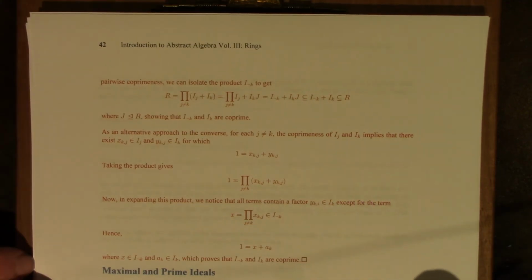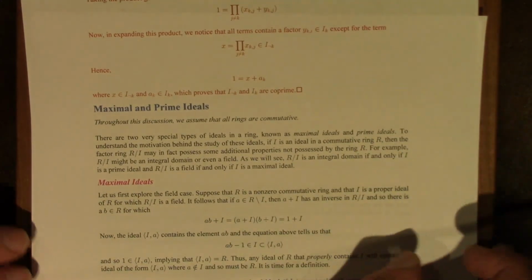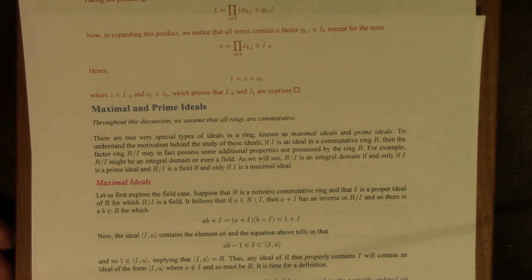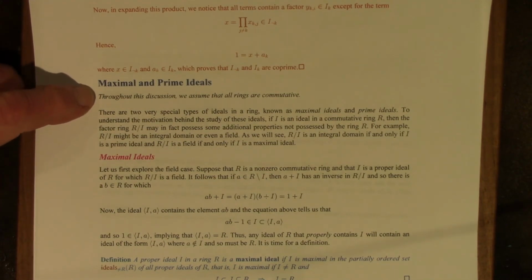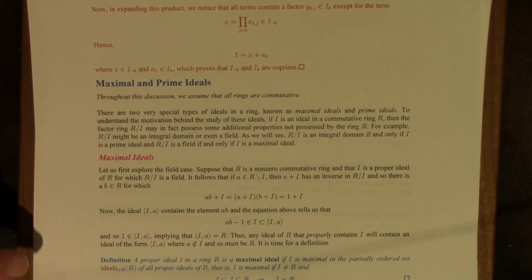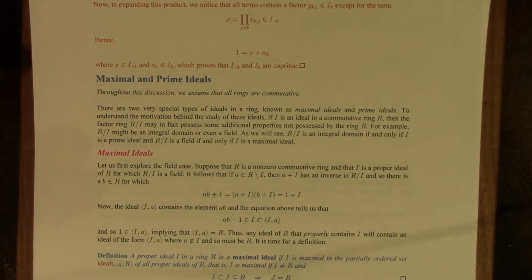Now let's talk about maximal and prime ideals. And I'm going to assume all rings are commutative. I'll try to say commutative ring whenever I mention the word ring, but if I forget, I'm covered by this statement here. In this section, all rings are commutative. Okay. There are two very special types of ideals in a ring: maximal ideals and prime ideals.